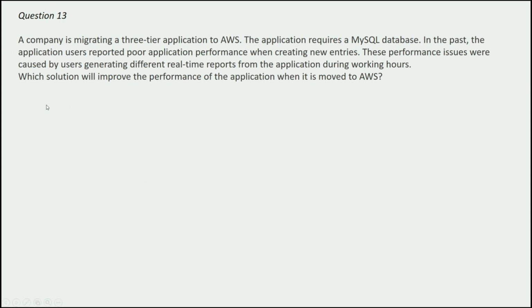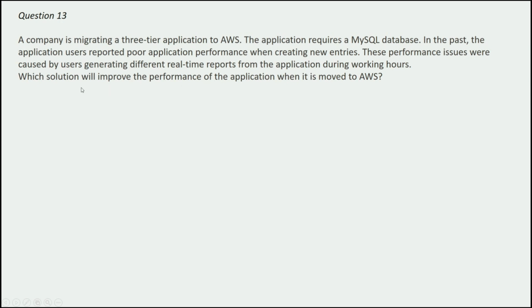Now question 13. A company is migrating a 3-tier application to AWS. The application requires a MySQL database. In the past, the application user reported poor application performance when creating new entries. These performance issues were caused by users generating different real-time reports from the application during working hours.